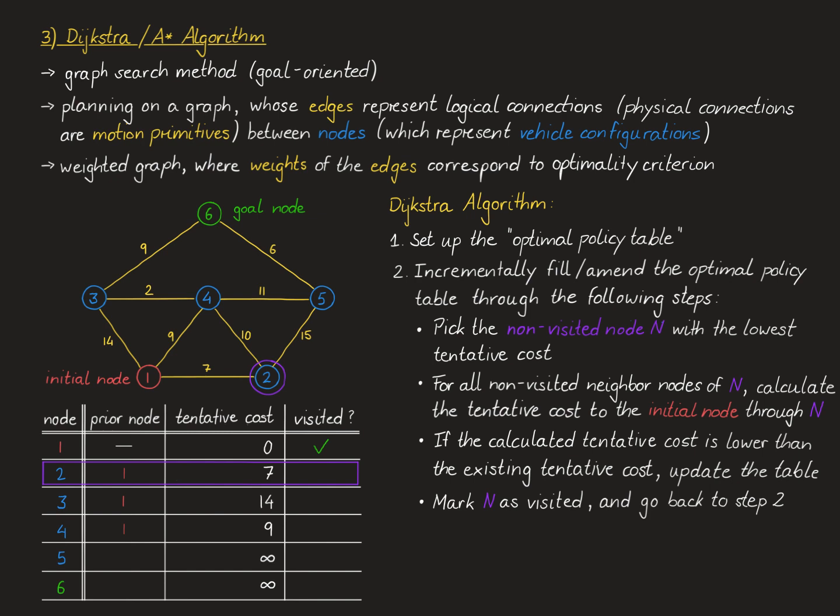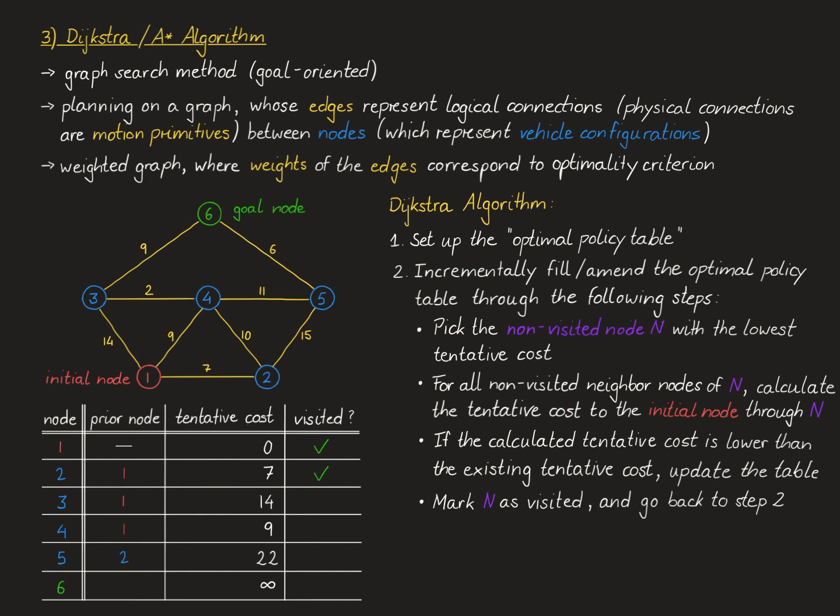Calculating the tentative cost to the initial node through node 2 yields 7 plus 10 for node 4 and 7 plus 15 for node 5. Now clearly 17 is greater than 9, so we do not have to update node 4, but 22 is less than infinity, so we update node 5 such that the tentative cost becomes 22 and the prior node becomes node 2. And finally, we mark node 2 as visited and we go back to step 2.